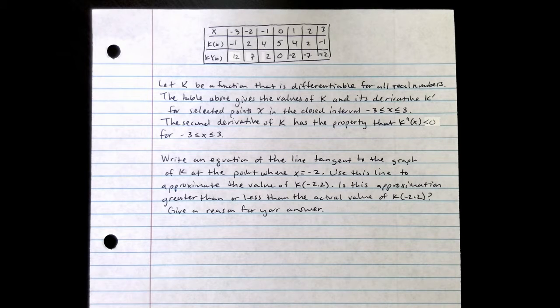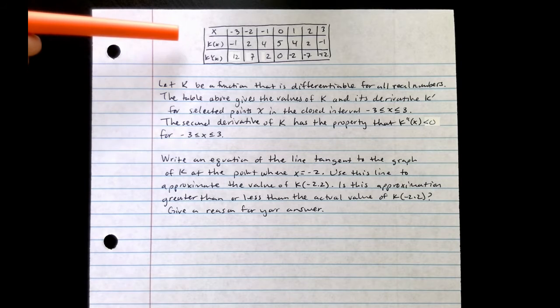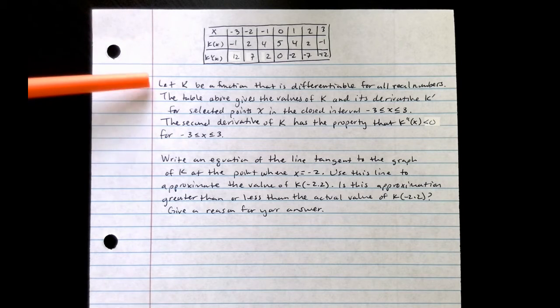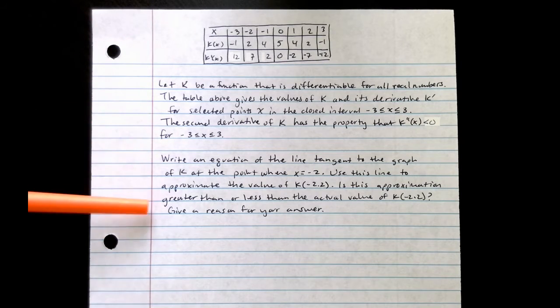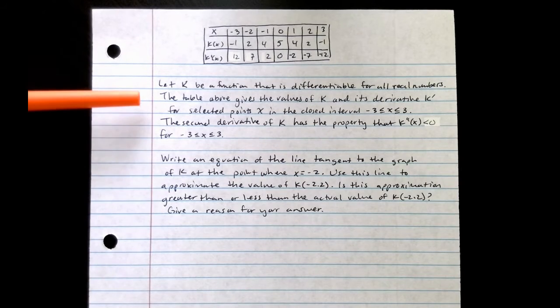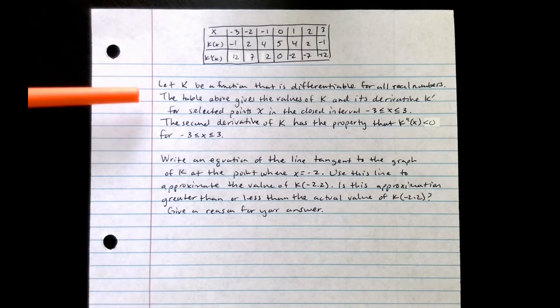Here's another example of linearization. However, this time we're given a table of values. So this is the question stem, and then this is the particular part that is being asked of this question stem. Let's go through it.